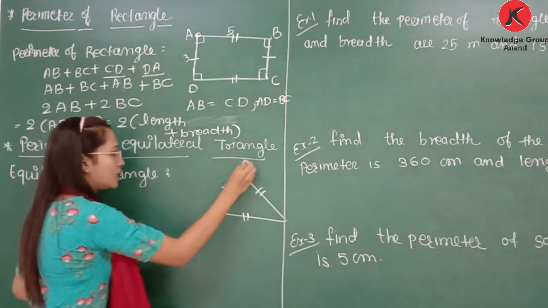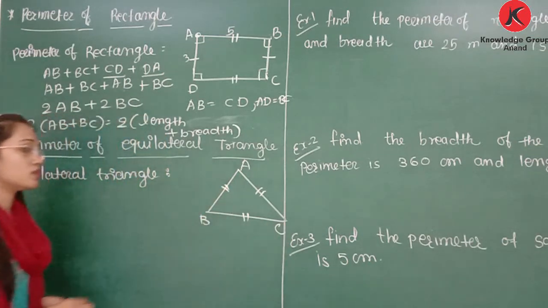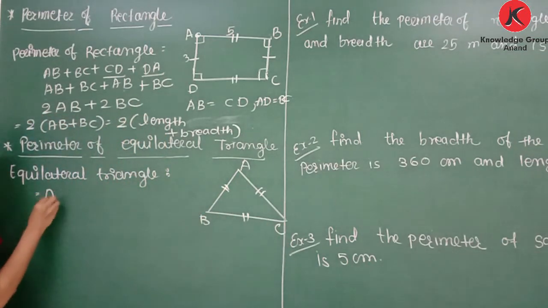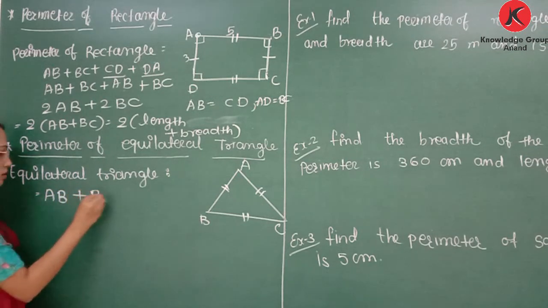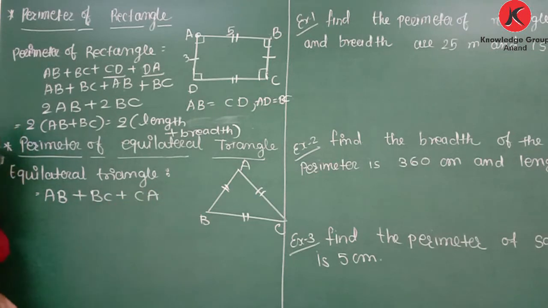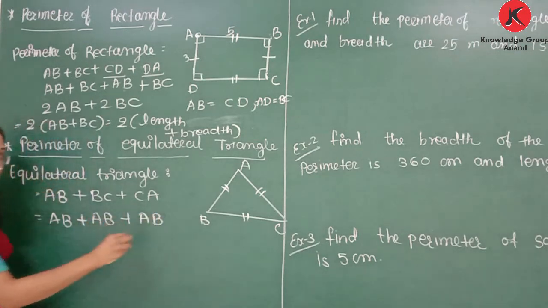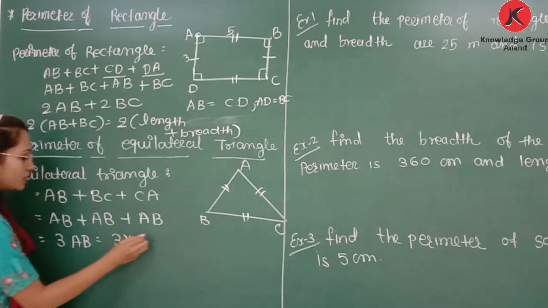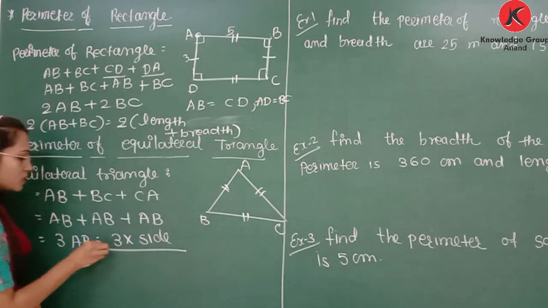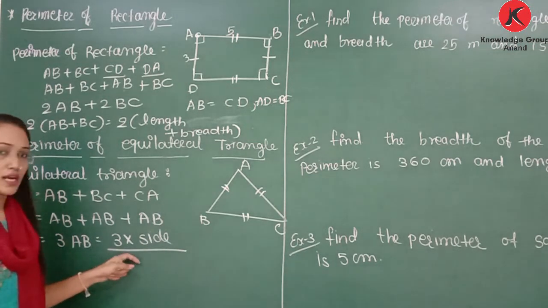So let's consider the name ABC for the triangle. It is equilateral, which means AB is equal to BC is equal to CA. So perimeter will be AB plus BC plus CA. Now we know that all sides are equal, so instead of BC we can write AB. So how many times is AB there? It is 3 times AB, that is 3 multiplied by side. That is the perimeter of an equilateral triangle when the sides are the same.